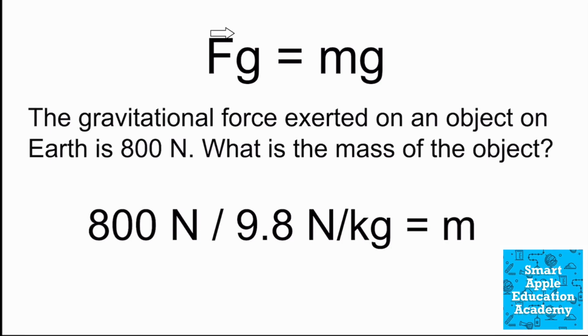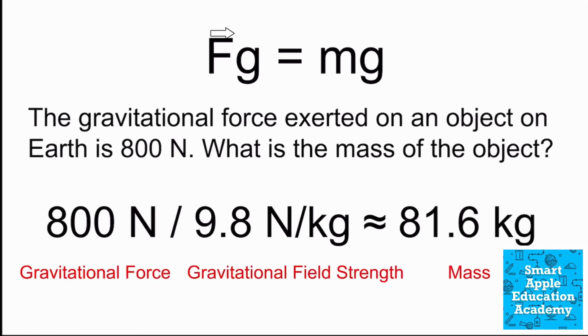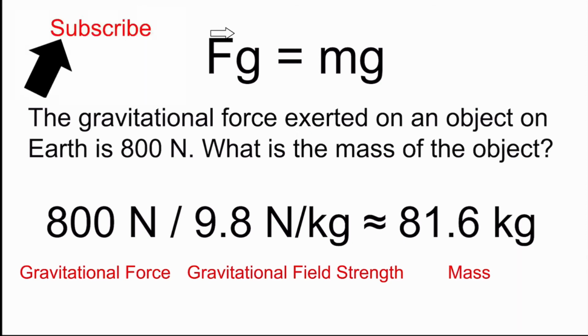Okay, let me just go over what we just did. So 800 newtons, which is the gravitational force, divided by 9.8 newtons per kilogram, which is the gravitational field strength, equals the mass of the object, which is about 81.6 kilograms. So we just solved this problem. I hope you understood how we calculated the mass of the object.